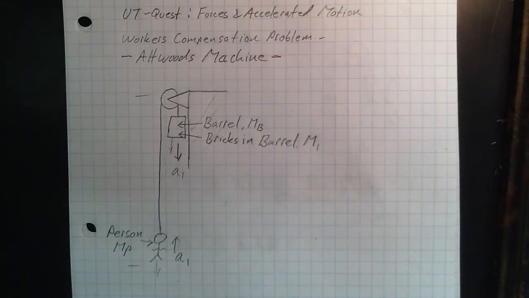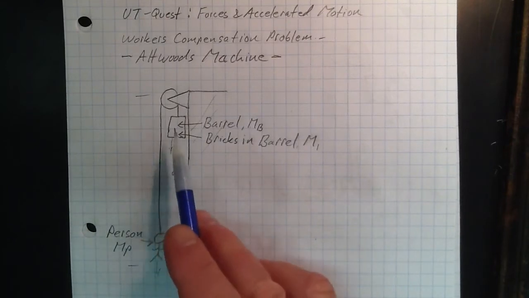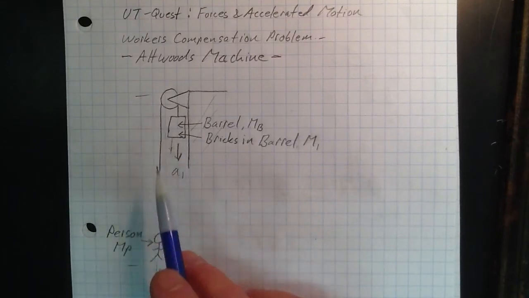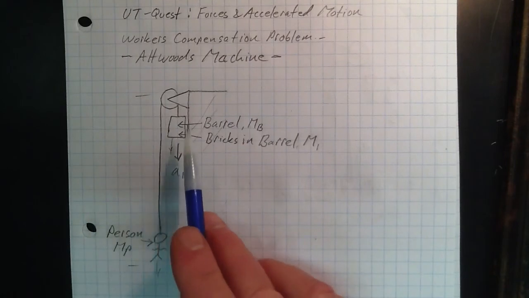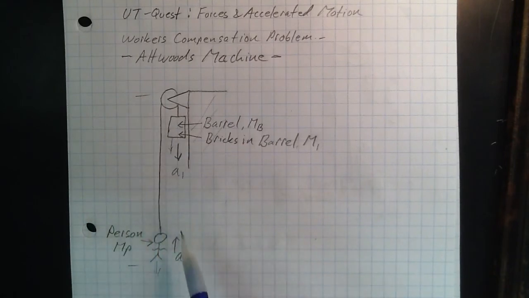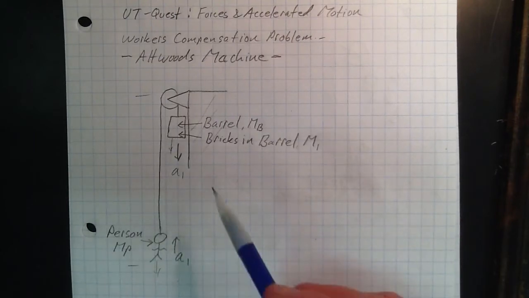Now, there's two major portions of these problems. One, the yanker flies up to the top of the building because the weight of the barrel hits the ground, the bricks spill out, and the worker falls back down. All right, so let's look at the first scenario.